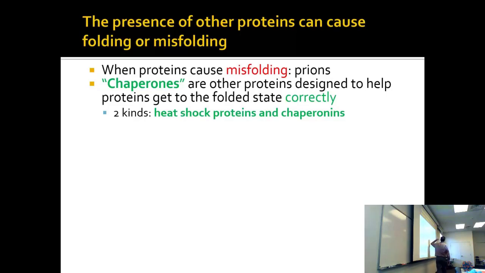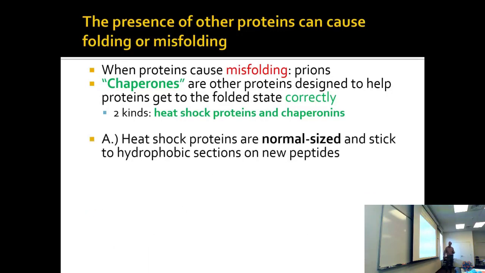There are 2 kinds to talk about. Heat shock proteins is one, chaperones is the other one. These are the ones that work in the body, and the antibody that we're talking about, the therapeutic antibody, mimics the action of a heat shock protein. So heat shock proteins are actually pretty simple. They're just normal sized proteins, and what they do is they have hydrophobic patches. And they go around, and their hydrophobic patches will stick onto exposed hydrophobic regions of other proteins. The good news is, if you have a new peptide that hasn't had time to fold completely yet, and it has part of its beta structure hanging out, this will bind to that hydrophobic beta structure, so it won't be able to form a fibril.